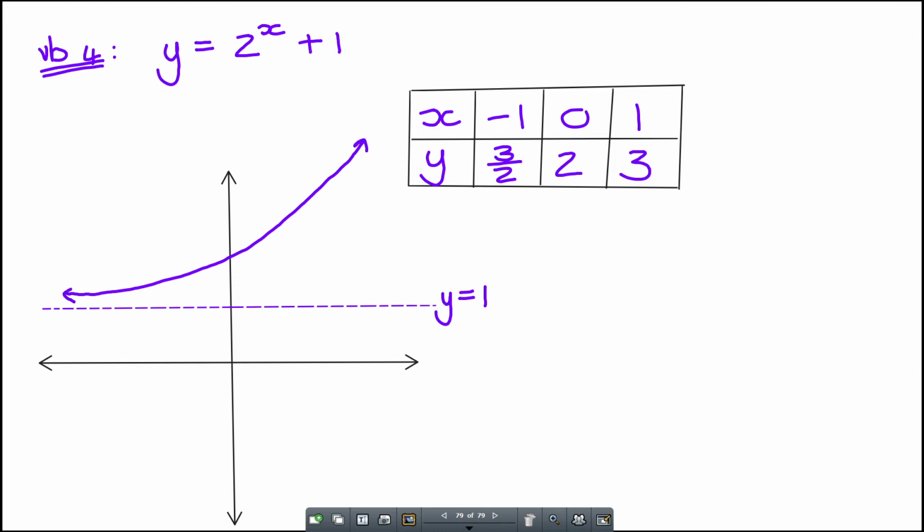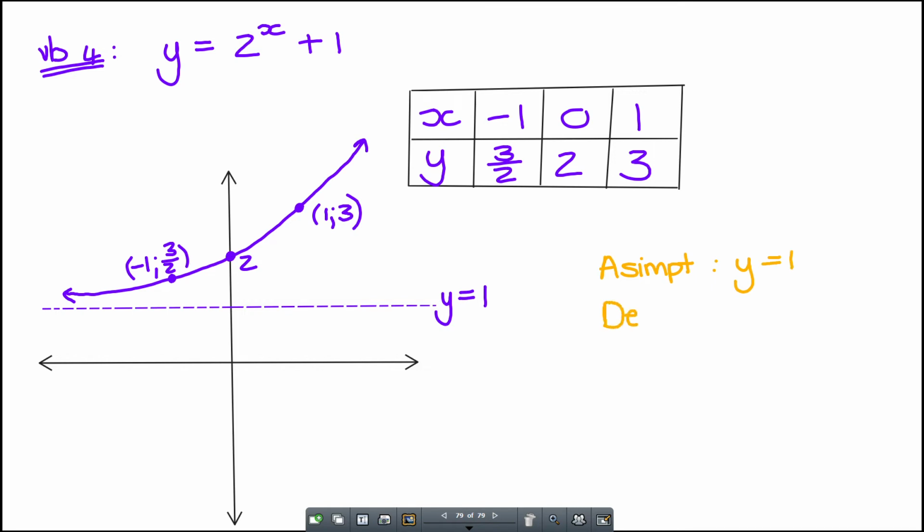I plotted my points. If x was minus 1, the y value was 3/2. Over here, if x is 0, y is 2. And you saw as x is 1, it's a 3. Ja. Yes. Kom ons kom gou daarby. Okay, so wat is my asymptoot se vergelyking? Y is equal to 1.